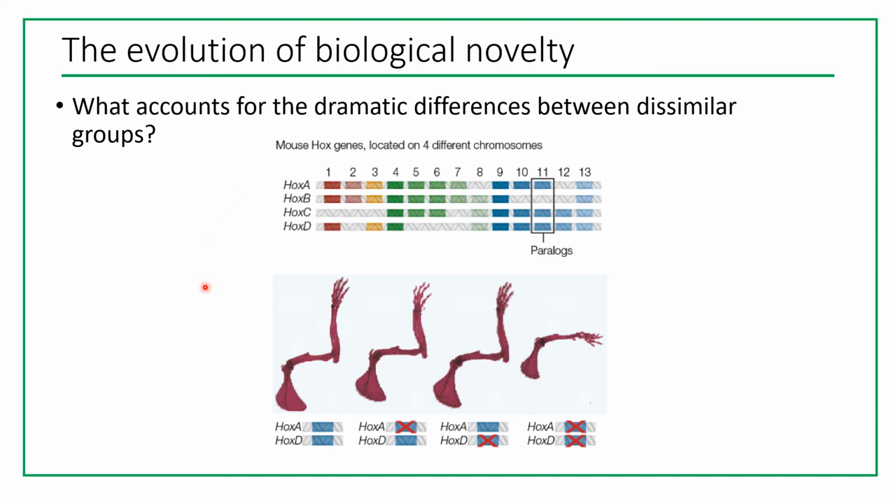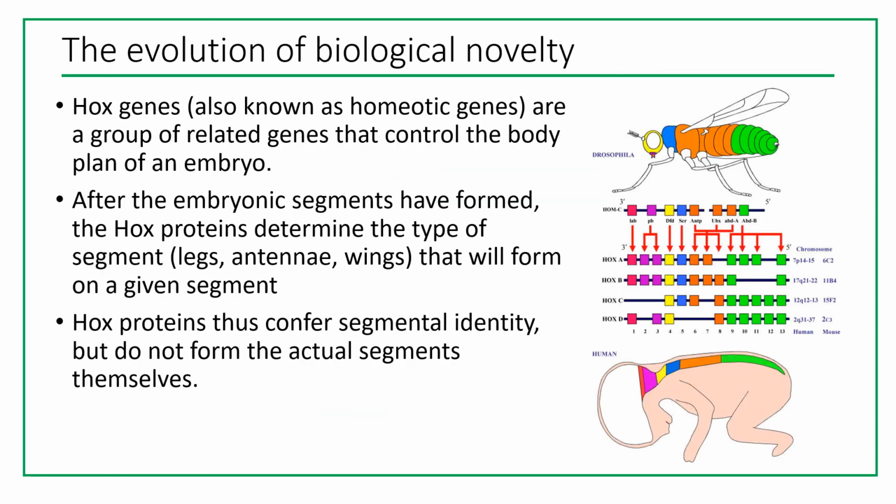the difference between a mouse and an elephant is too huge. So how can we explain big changes? What accounts for dramatic differences between dissimilar groups? And this is what the evolution of biological novelty tries to explain to us. We have special genes called Hox genes, also known as homeotic genes. They're a group of related genes that control the body plan of the embryo.